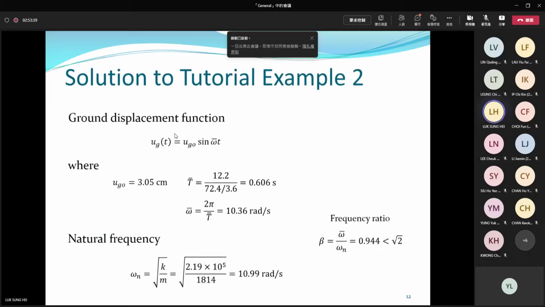So here are some numbers. Suppose we convert our problem to a ground displacement function. The ground displacement function can be expressed using sine or cosine equivalent. Because in the notes I'm using sine, here I keep the content consistent. I use a sine function to model the ground movement. And then you have to evaluate the ground amplitude and the loading frequency. The ground amplitude is 3.05 cm from the picture.